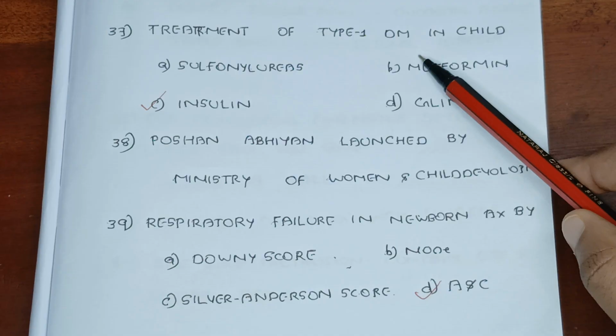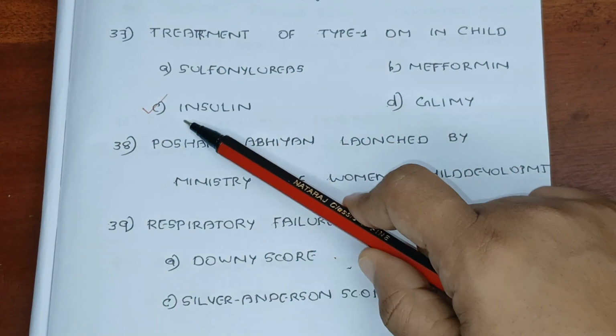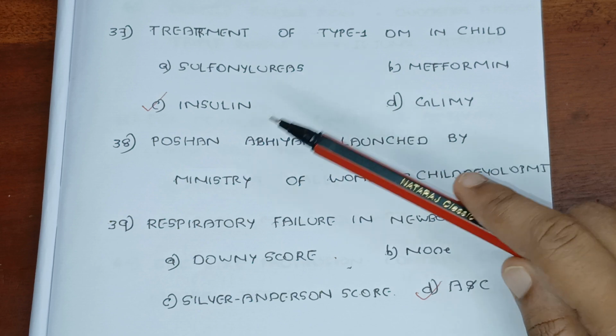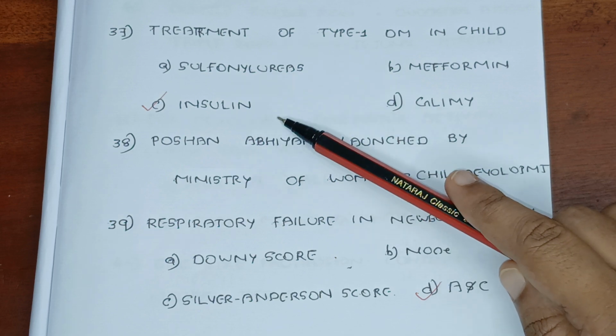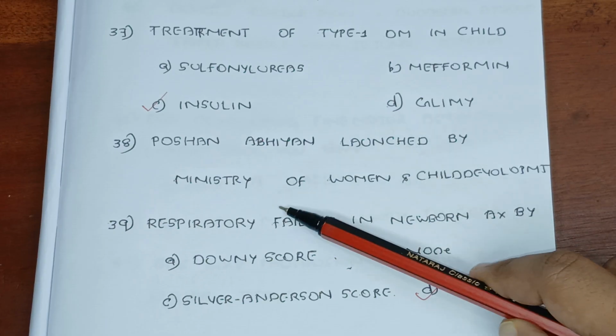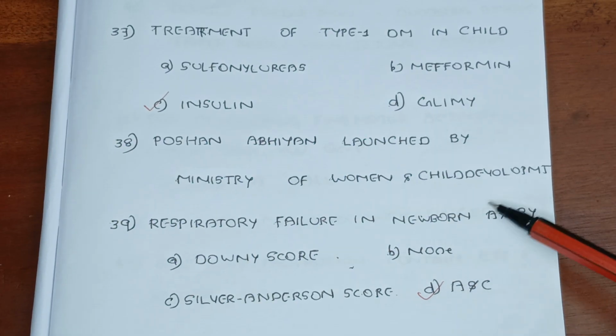Treatment of type 1 DM in child. The correct answer is insulin. In type 1 DM, the correct way of management is giving insulin. In Poshan Abhiyan, launched by Ministry of Women and Child Development.